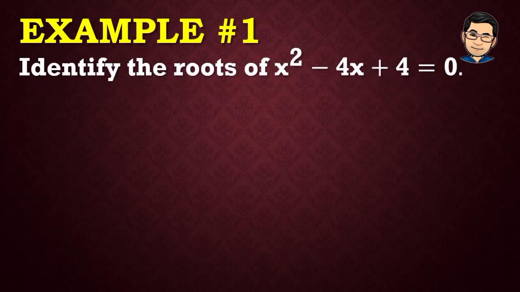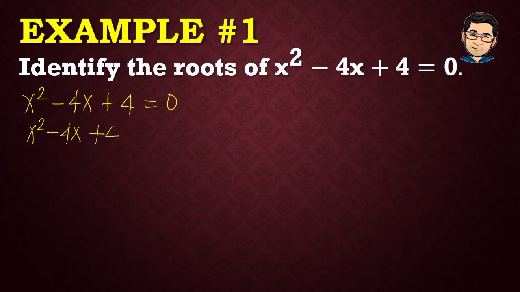Identify the roots of x squared minus 4x plus 4 equals 0. So, the first step will be, i-write lang natin, x squared minus 4x plus 4 equals 0. And then, lahat ng walang variable na terms nasa right side. So, magiging ganito, x squared minus 4x. So, since this is positive, para matanggal siya dito, magsusubtract tayo ng negative. So, magiging plus 4 minus 4 and then 0 minus 4.